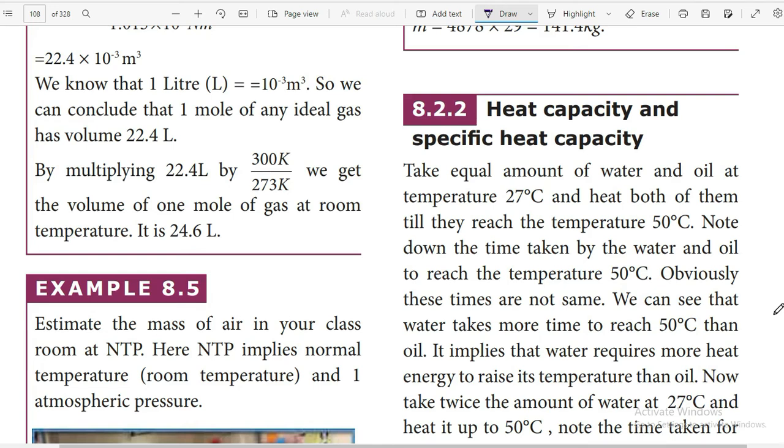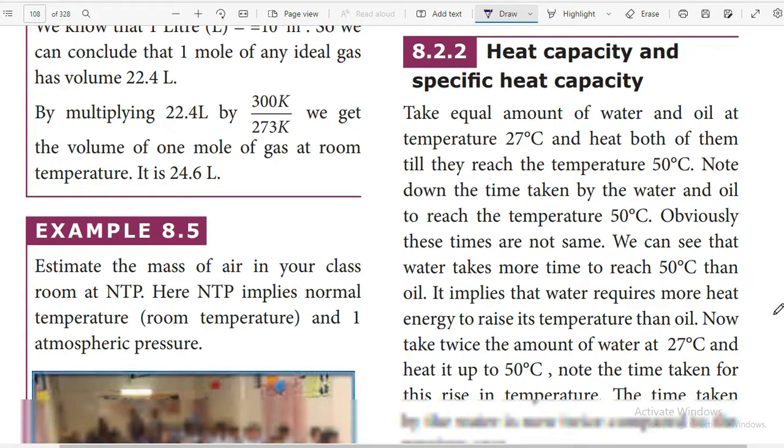Today in this video we will be talking about the Heat and Thermodynamics chapter, the 8th chapter, and in the 8th chapter we will be talking about 8.2.2, heat capacity and specific heat capacity.